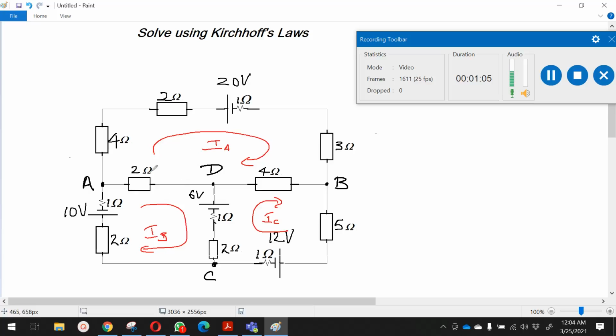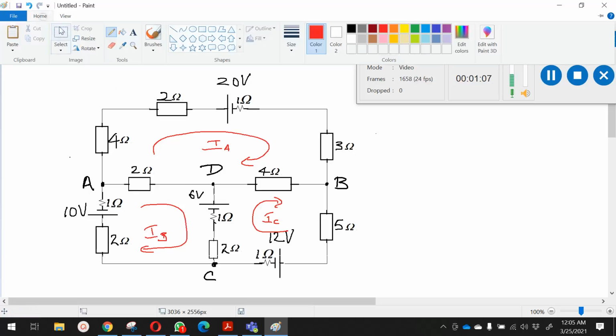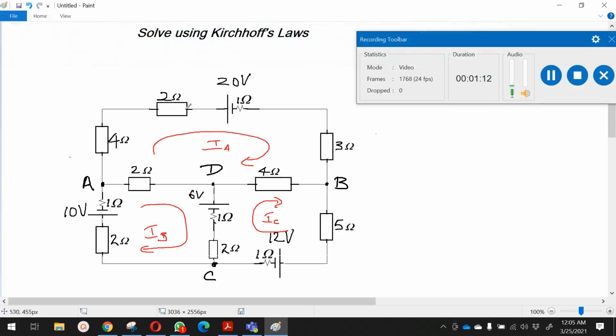The next step is to put in our voltages. For the voltages, remember we have a convention that says voltage acts in the direction of the high potential. So we have a voltage here, that's 20 volts. We have a voltage going up like this, that's 6 volts. We have one coming down, that's 10 volts. And we have this one over here going this way, that's 12 volts. All right, so that's done.